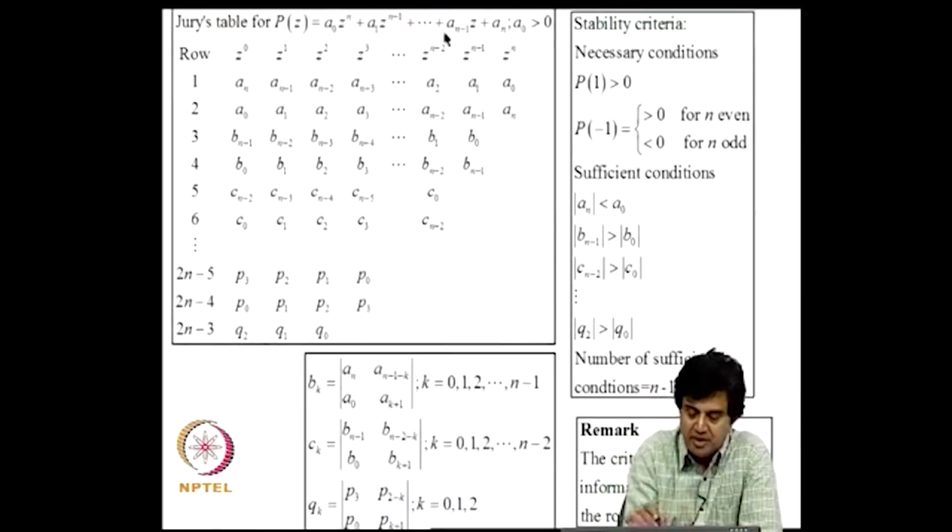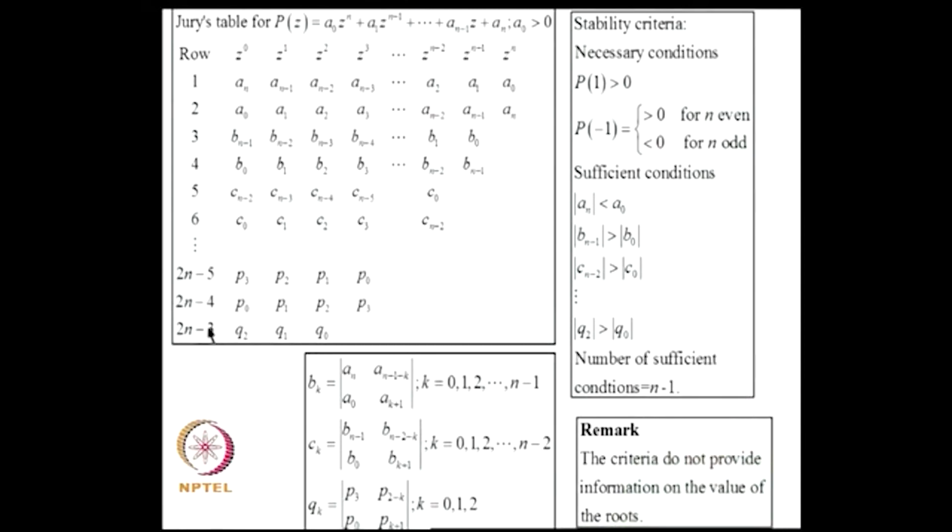From the given polynomial, we start constructing these rows, and the number of rows to be constructed is 2n minus 3. Suppose this is a second order polynomial, there will be only one row. So, the rows are shown here. The first row clearly provides the coefficients of z to the power of 0, z to the power of 1, etc. The second row is also derived from that, and subsequent rows have b's and c's, etc. This sequence continues and is given by this set of relations.